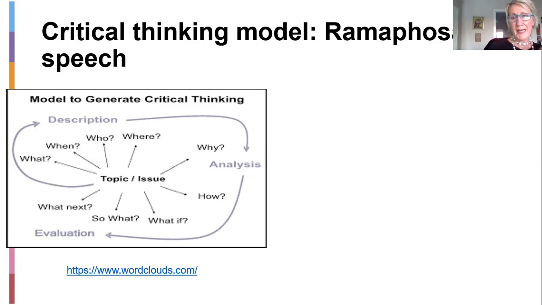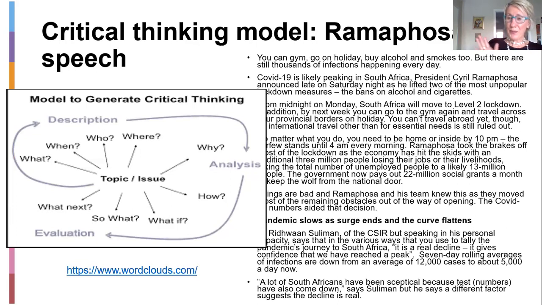Now, what next? What must happen now? So looking at this, you can have a whole model to generate some kind of critical thinking by asking all these kinds of questions. You can put your topical issue in the middle, bullying, and then give the whole description, then the analysis, and then the evaluation.